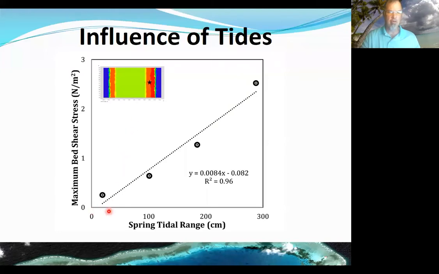This plot shows spring tidal range against maximum bed shear stress. What you can see is there's a relationship. As we increase the spring tidal range, we markedly increase the bed shear stress. And I just stuck a line in here, but in hindsight, it might be more nonlinear. It would be interesting to look at something about 4 meters, to see if it continues up like that, if it is in fact a more linear trend. So tides are of marked influence.